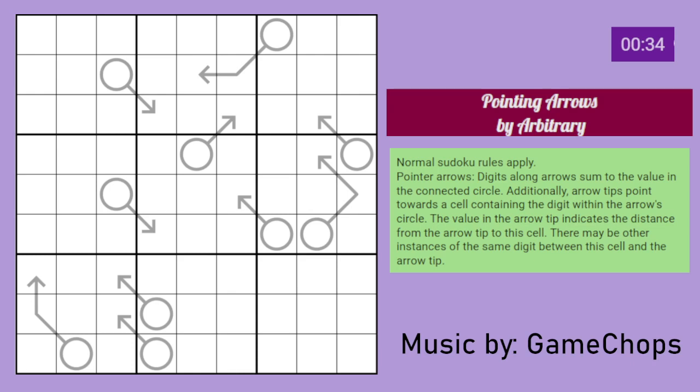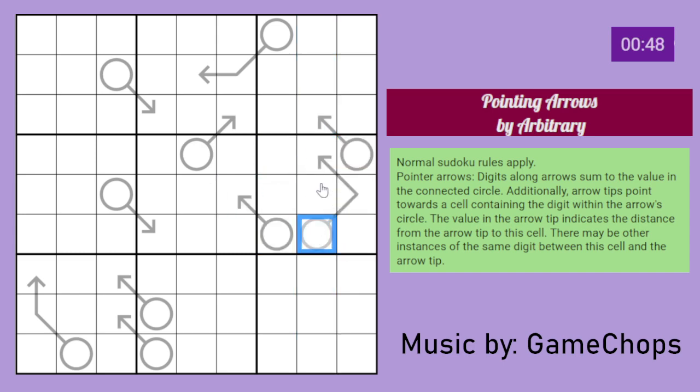Hello, this is Pointing Arrows by Arbitrary. Another 9x9 Sudoku with a pretty interesting rule set. So let's look at the rules of this puzzle. Normal Sudoku rules apply, so 1 to 9 in every row, column, and 3x3 box.